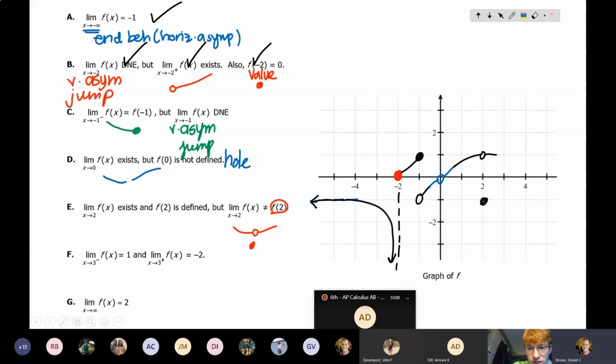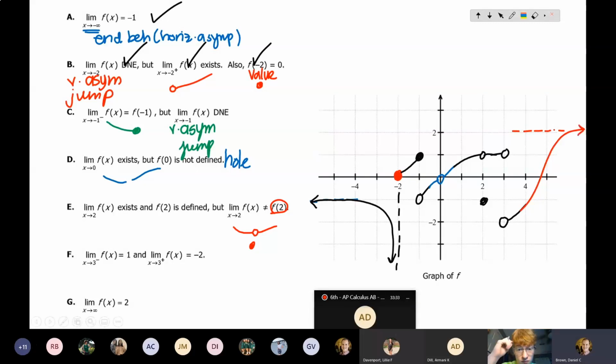And then looking at F, it tells me coming in to 3 from the left-hand side, we approach the value of 1. Coming into 3 from the right-hand side, we get -2. So from the left, it's going to 1. Coming in from the right, it's -2. And then coming into G, that's going towards infinity, so another end behavior. It tells me the end behavior on the right-hand side is +2. So when I draw this graph, I just want to make sure it's clear that it's going up to that asymptote and then leveling off.